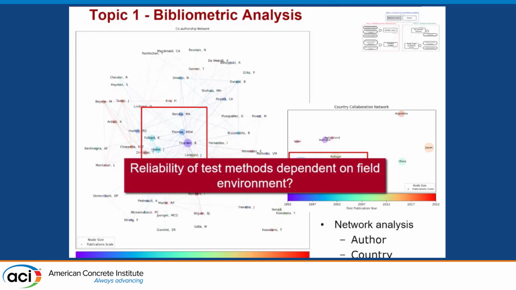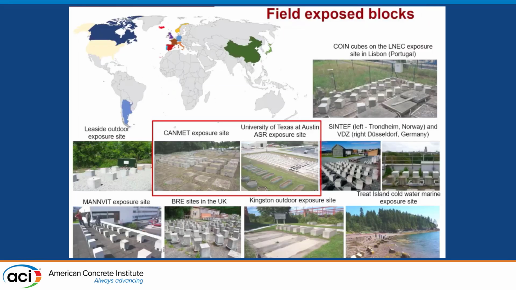So, what is the reliability of the test methods? Is that dependent on the field environment? To try to answer that, and knowing that Canada and the US would be the ones with the largest amount of data for us, we decided to select two exposure sites to start with. One in Ottawa, which is a cold environment, versus one in Austin, Texas, which we call a warm environment. So we would like to see mixes with the same aggregates, same cement, same everything, just the influence of the environment on those guys.